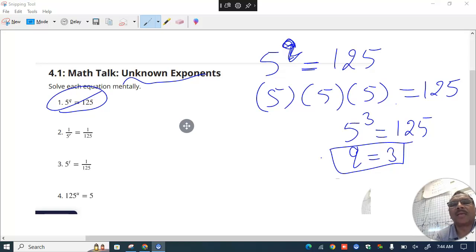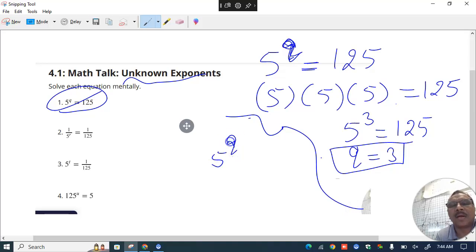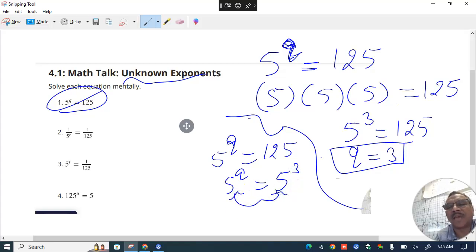There's another way to do this also. You could write 5 raised to q is 125, and then you can say, okay, we can write this 125 as 5 raised to 3. When the bases are the same, then the exponents have to be the same. So for this to be equivalent, both left and right, the base is already 5, so q has to be 3. Okay, so that was question number 1.